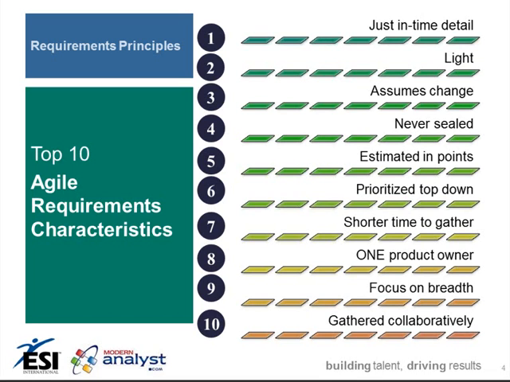And lastly, requirements will be gathered collaboratively. The project team itself, some 5 to 9 people in a typical Agile software project team, will be working together as a team to gather requirements. And we'll see a little bit later in the presentation what role a business analyst has in that team and what great value they can add to that process of collaborative requirements gathering.